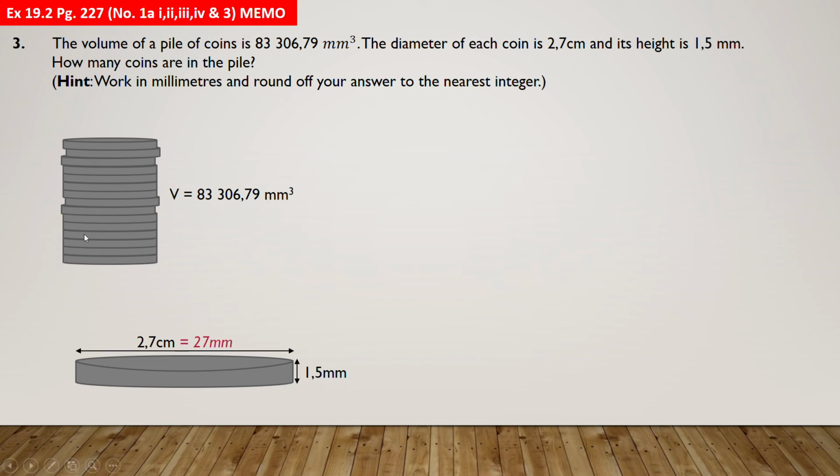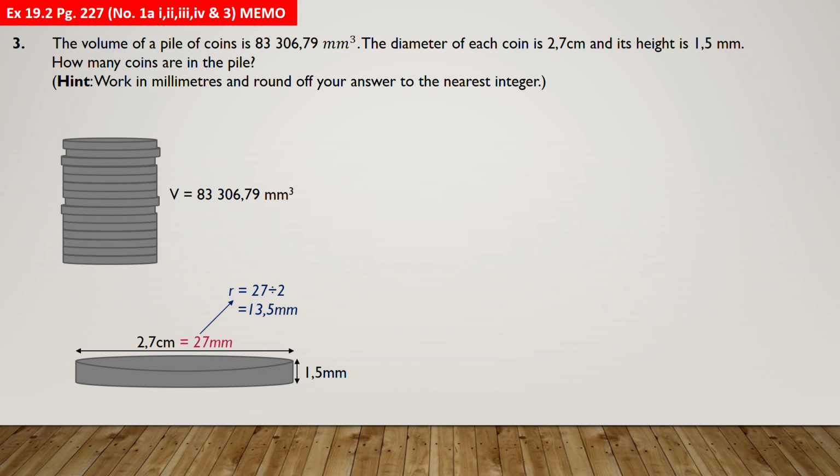Okay, here's my big stack of coins. There's my volume. Here's one of the coins that I've kind of zoomed in on. Told me that the diameter is 2.7 centimeters, which is the same as 27 millimeters. All right, that means that my radius will be 27 divided by 2, which is 13.5. Okay, so there's my radius. They do give me my height. Okay, if I can calculate the volume of one coin, I can take the full volume of the stack of coins and divide it by the volume of one coin to get how many coins are in the pile.